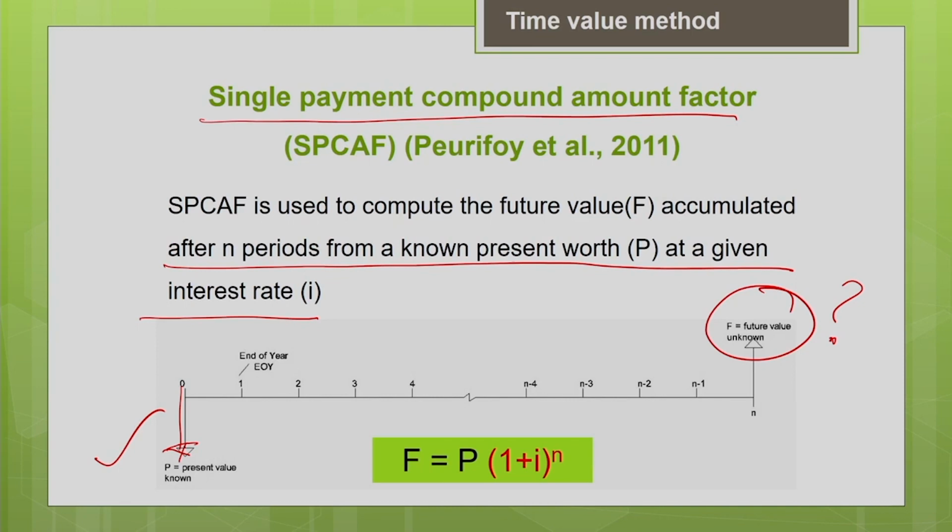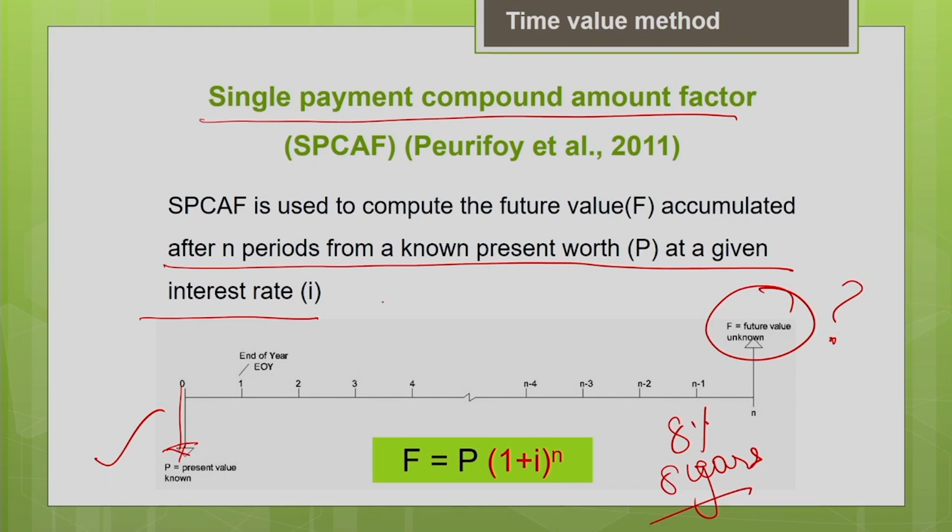You know the present value, and you would like to estimate the future value of that particular asset. You know the compounding rate of interest i, and you know n, the period over which you are calculating. Then you can use this single payment compounding factor to estimate the future value. For example, if I invest 1 lakh in a bank, compounded at an interest rate of, say, 8% for 8 years, what will be the future sum of this present 1 lakh? I can calculate that using this single payment compound amount factor.